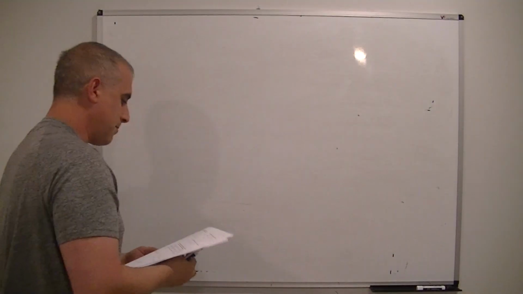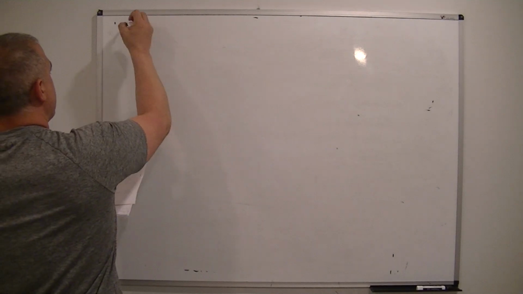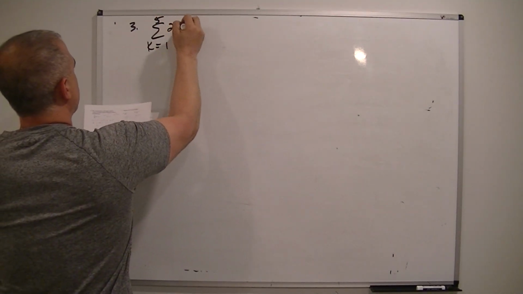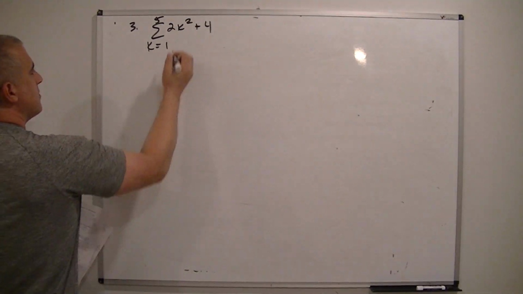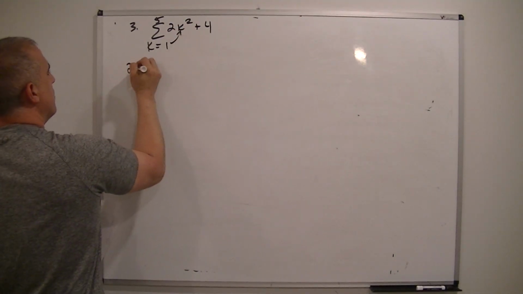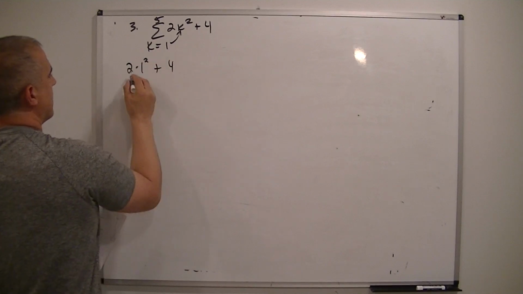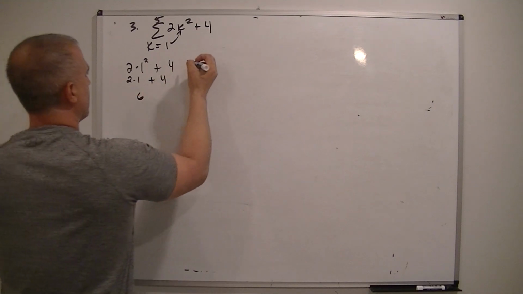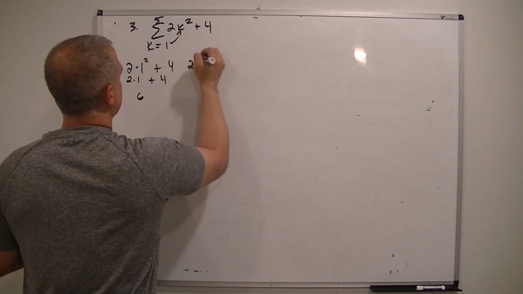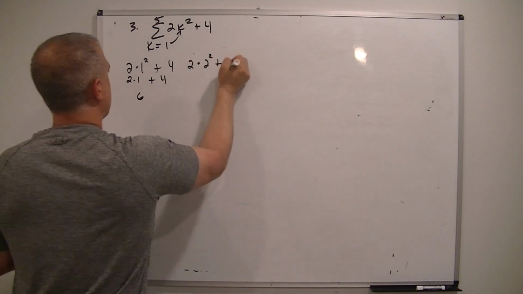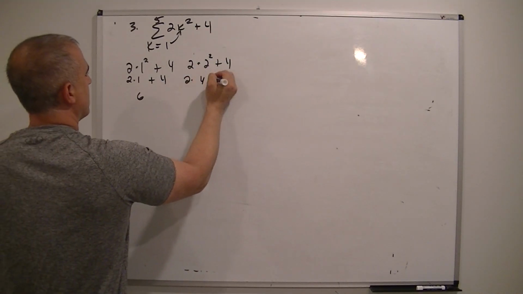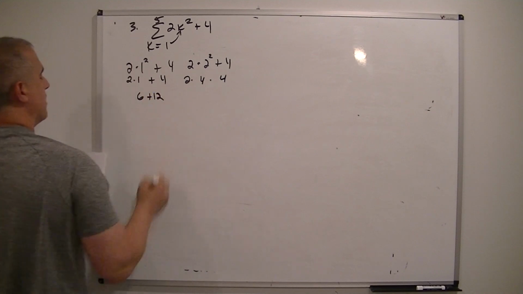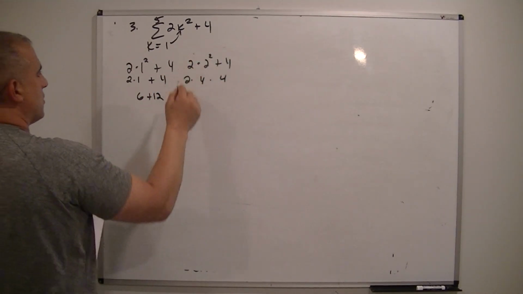All right. Question number 3. It's the partial sum of k from 1 to 5 of 2k squared plus 4. The concept with this is you put this in here, so it's 2 times 1 squared plus 4. That would be 2 times 1 plus 4, so it's going to be 6. And you continue that process, 2 times 2 squared plus 4, that'd be 2 times 4 plus 4, so 8 plus 4, which would be 12.